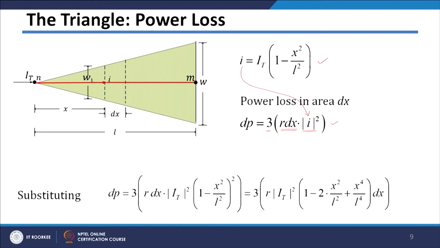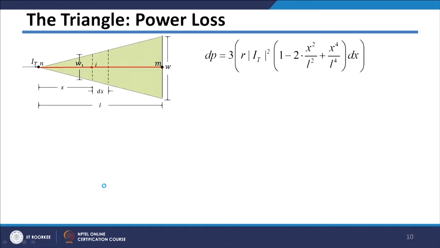dP, which will be equal to the resistance RDX and current square. Current square means it will be IT square multiplied by this bracket square here. When you take the square, it will be a whole square, so it will be IT square and this bracket square. If you square this bracket, I will get this term here. This is nothing but your power loss which is happening in this small strip area.